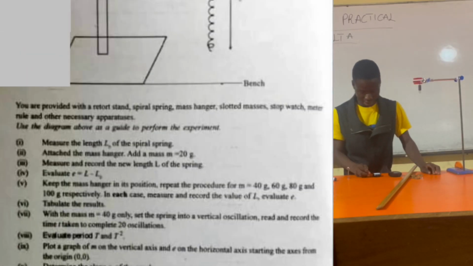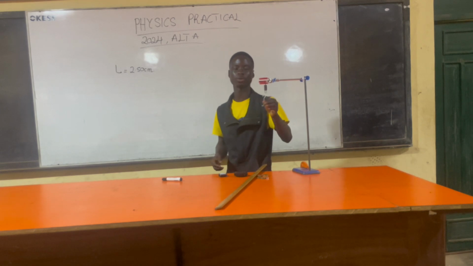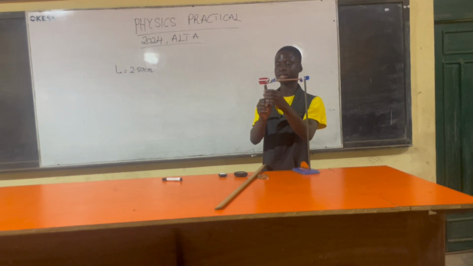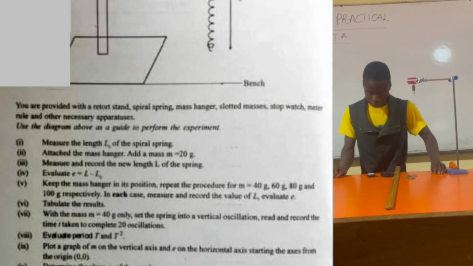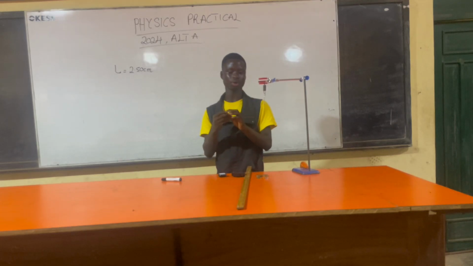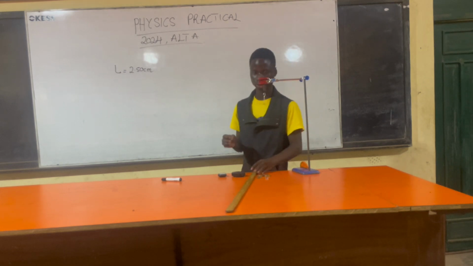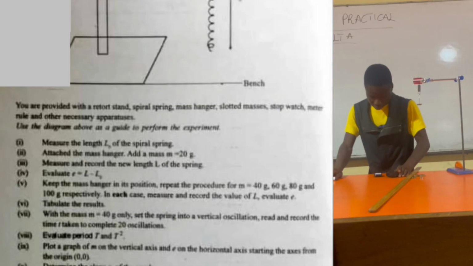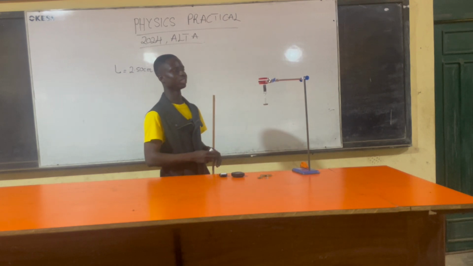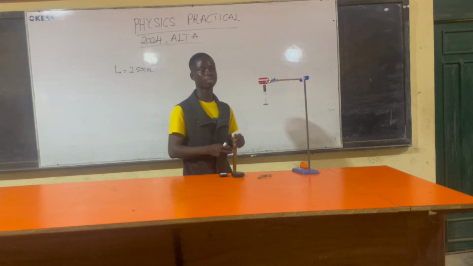Attach the mass hanger. So we have to attach the mass hanger to the spiral spring. Add mass 20 grams. From here we have our 20 grams over here. We add our mass 20 grams to it. Measure and record the new length L after we attach the 20 grams to our mass hanger.